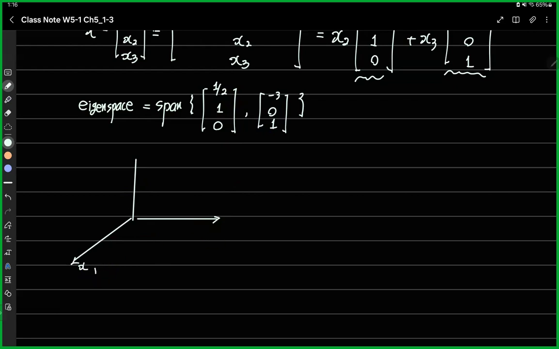So here's x1, x2, x3. Let's say this is a plane. For example, let's say this is V1, this is V2. Then the plane generated by V1 and V2 is the eigenspace. You see right there.